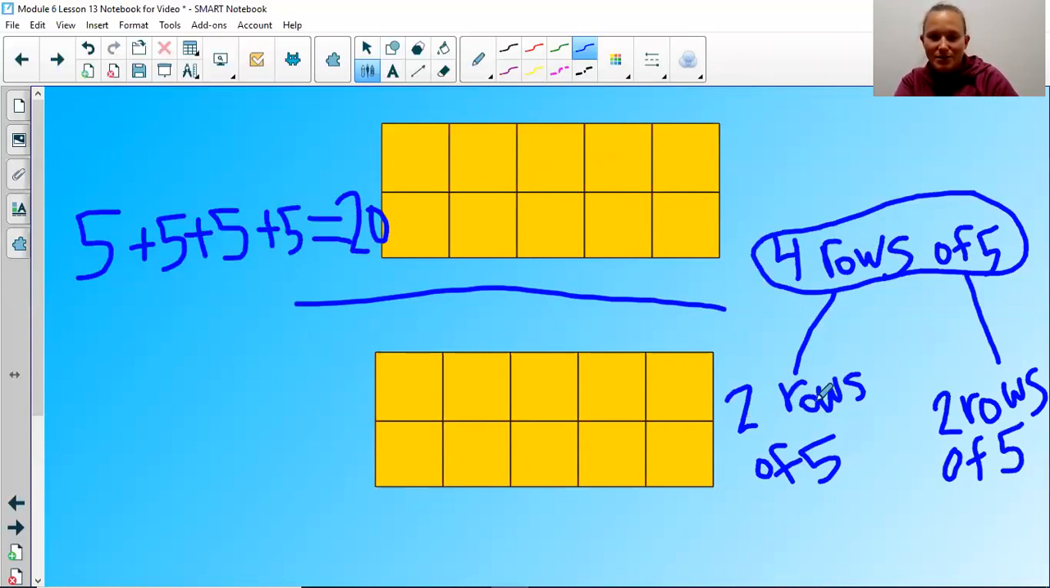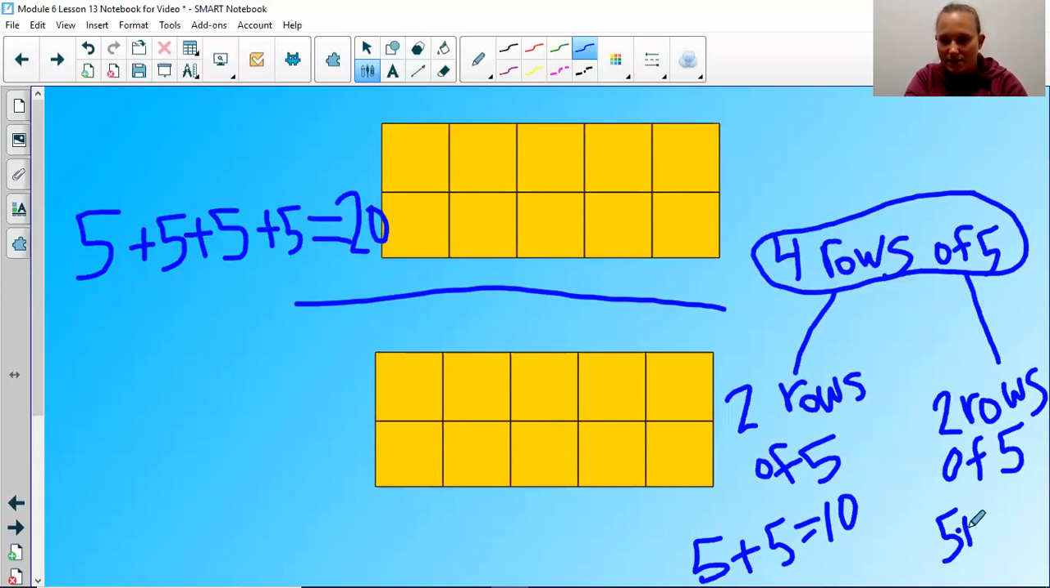So if we write a number sentence for each of the parts of our rectangle, we could put 5 plus 5 equals 10, and 5 plus 5 equals 10. Okay, so looking at our number bond, we see that we have 2 rows of 5 and 2 rows of 5 that make 4 rows of 5.